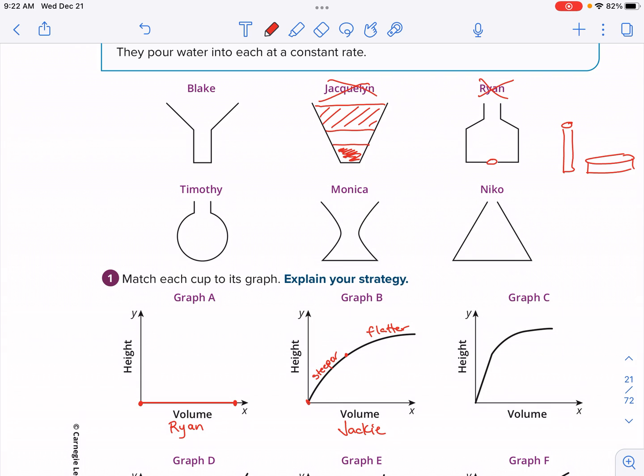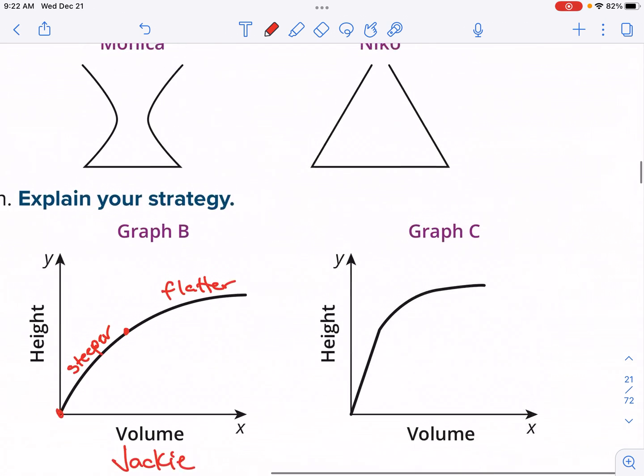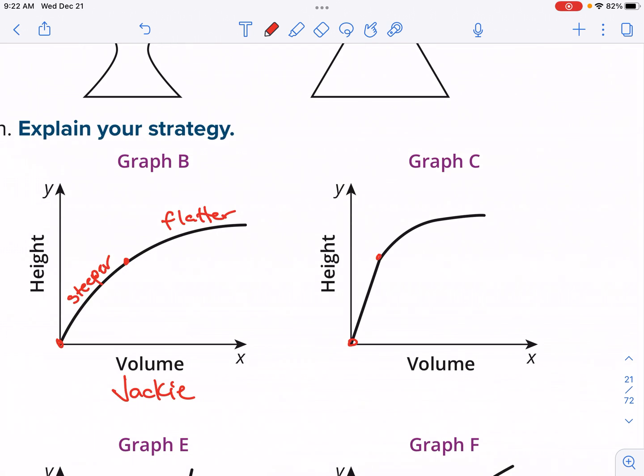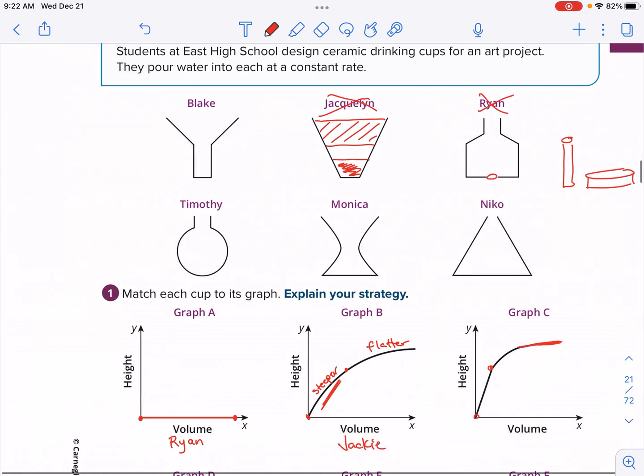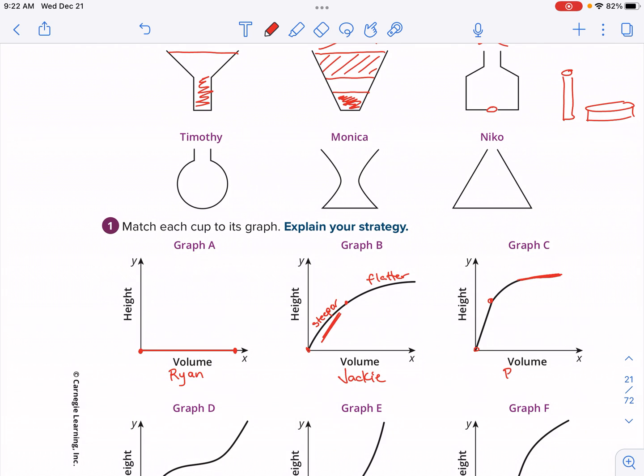For graph C, it fills up super fast. It's steeper even compared to this one over here. And then it almost exactly plateaus, near horizontal. So this is very steep, and then we have something I'd say is more wide. So this would be very, very steep and skinny, and then wide at the end. That is going to be Blake's. This is going to fill up really fast, and this is going to take some more time to fill up. So Blake.